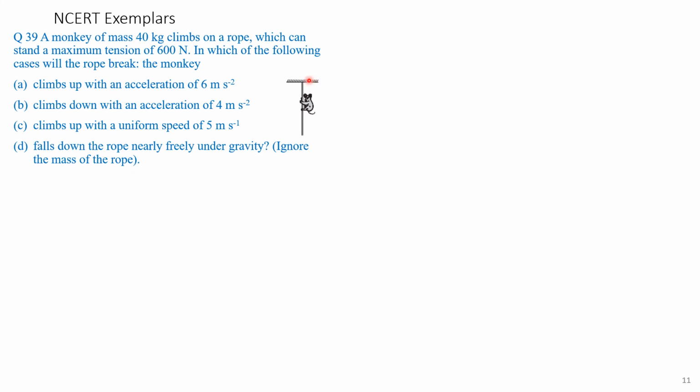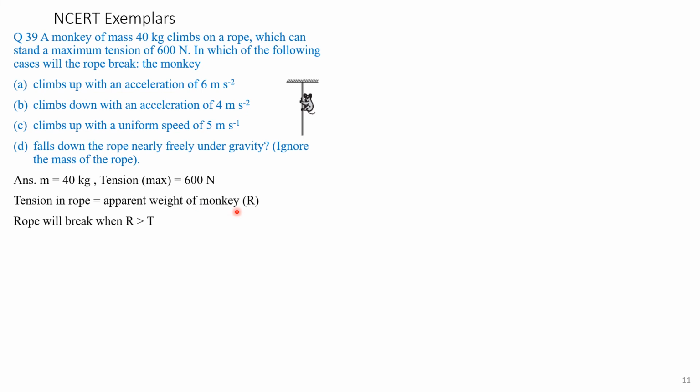Here, the monkey is shown climbing up and down. We have to solve 4 different cases. Case A: m is equal to 40 kg and maximum tension is equal to 600 newtons. Therefore, the tension in the rope is equal to the apparent weight of the monkey, R. So the rope will break when R is greater than T.